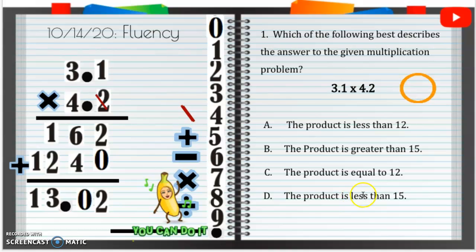How about the product is less than 15? 13 less than 15? Oh, thank goodness, I was getting worried. So our answer is going to be D. Great job.